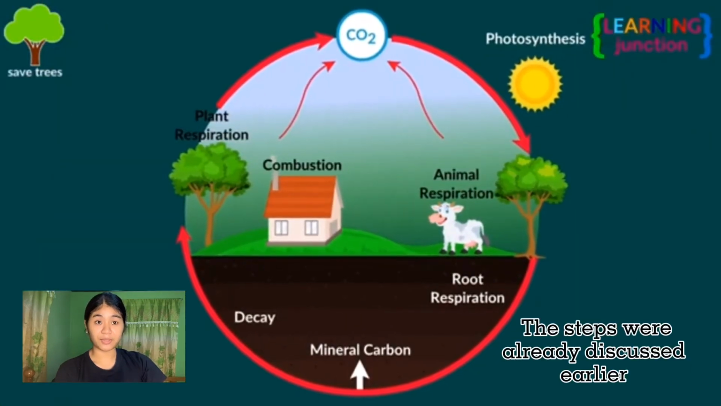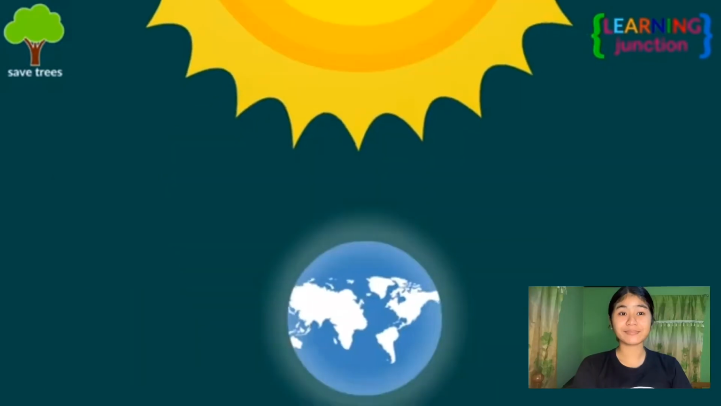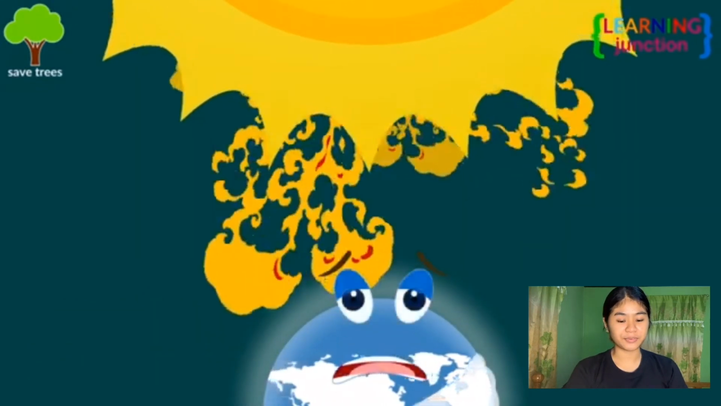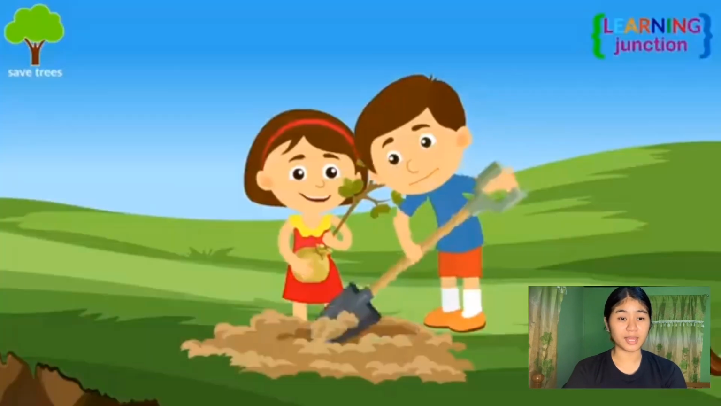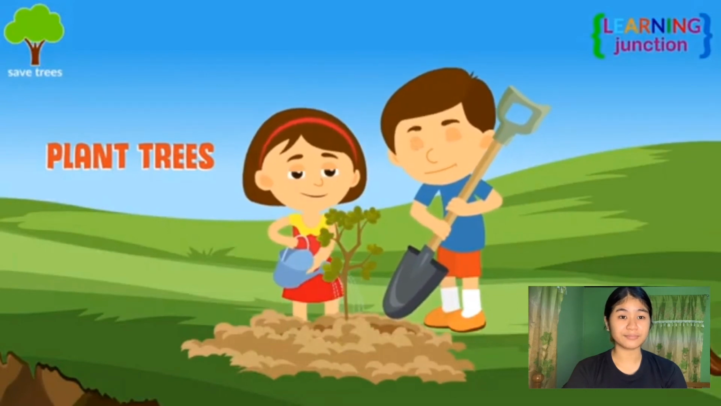Here is the diagram of the carbon cycle. Carbon is a greenhouse gas, which means it traps the heat from the sun and stops it from escaping into space. This makes the Earth warmer and causes global warming. Hence, we should plant more trees to keep our environment healthy.